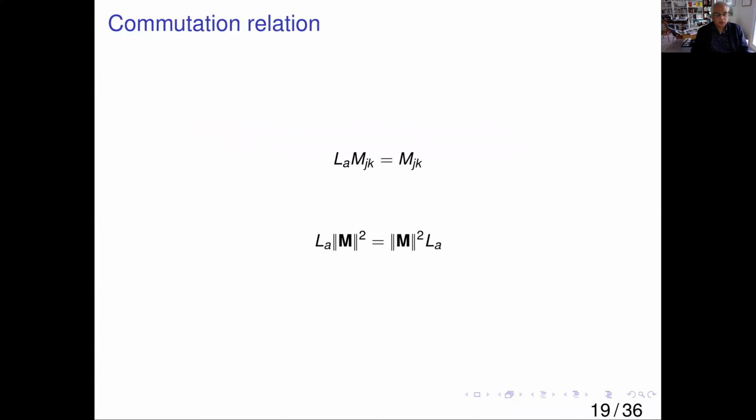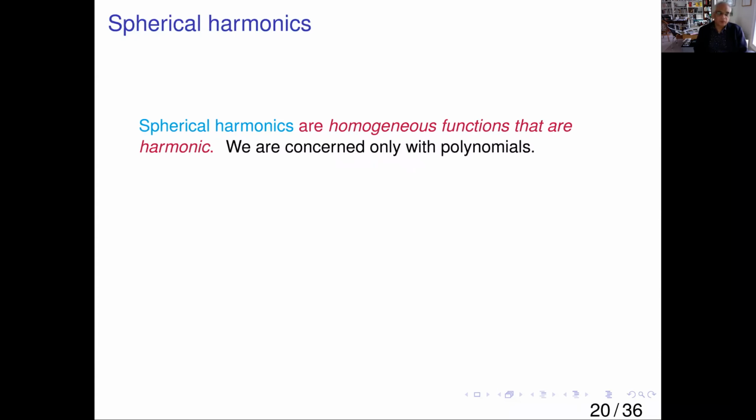Okay, now let's turn to spherical harmonics. These are functions of great interest in classical analysis, certainly in the 19th century, perhaps before, and very well studied in the 19th century and even beyond. They're just wonderful objects. These are homogeneous functions that are harmonic. We are only going to be concerned with polynomials.